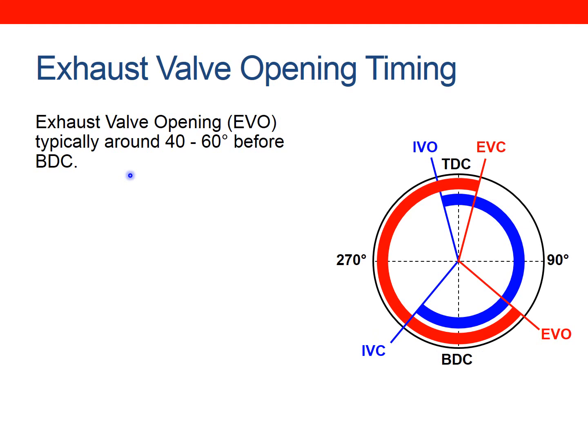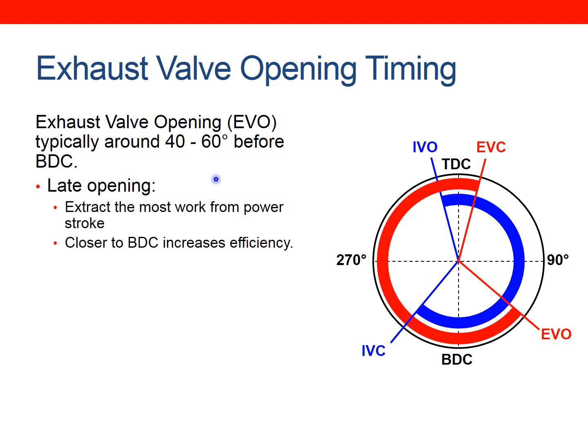Now, as I just said on the previous slide, typically the exhaust valve opens around about 40 to 60 degrees before bottom dead center. Now, the later that we open that, the more power we extract from the stroke, because this is our power stroke. Remember, this is where the combustion is going on. So by opening it early, we're just losing power. So you want to open it as late as you can, and as close to bottom dead center as you can, to increase efficiency.